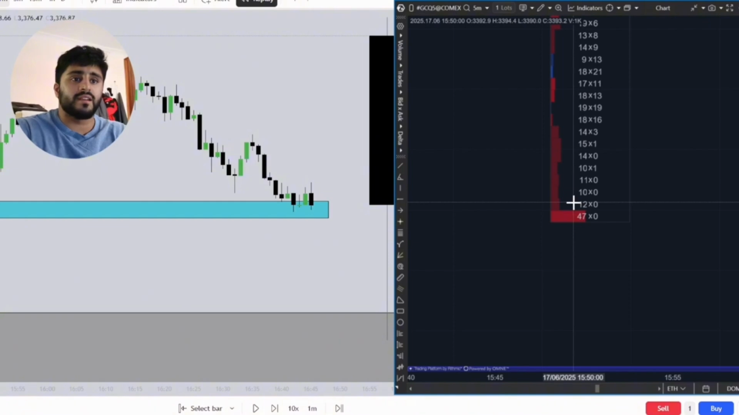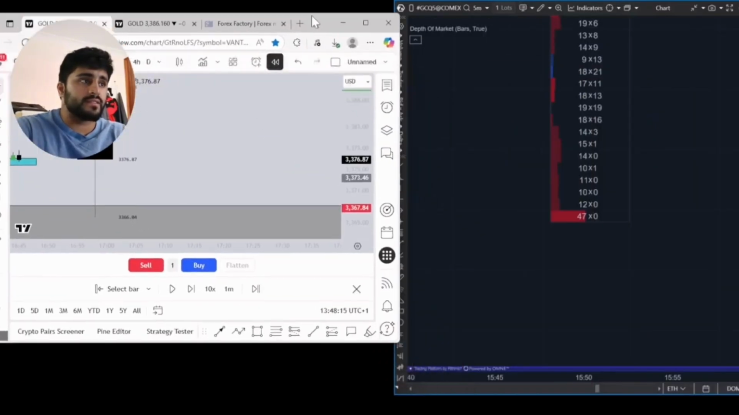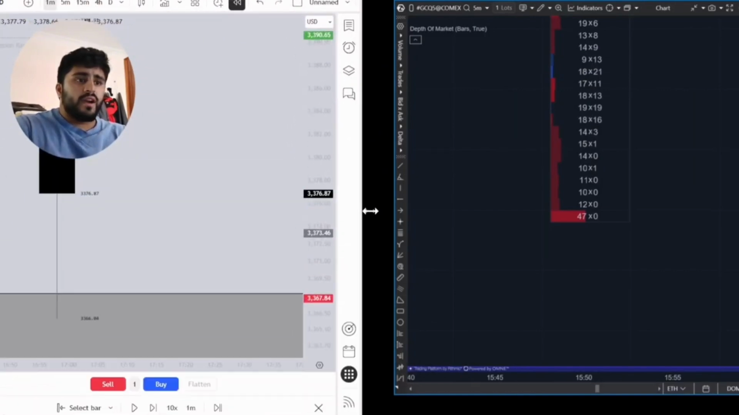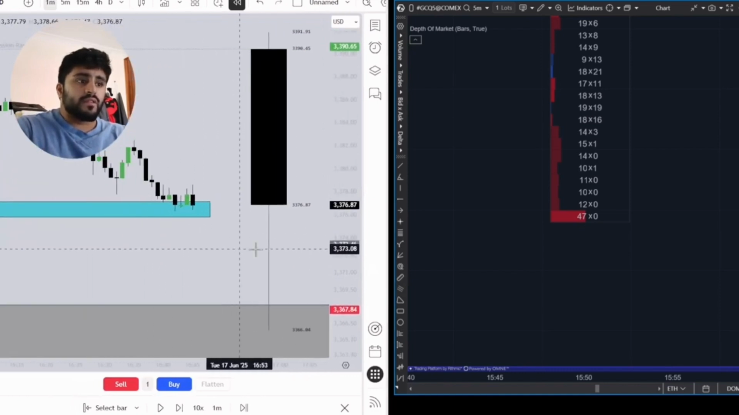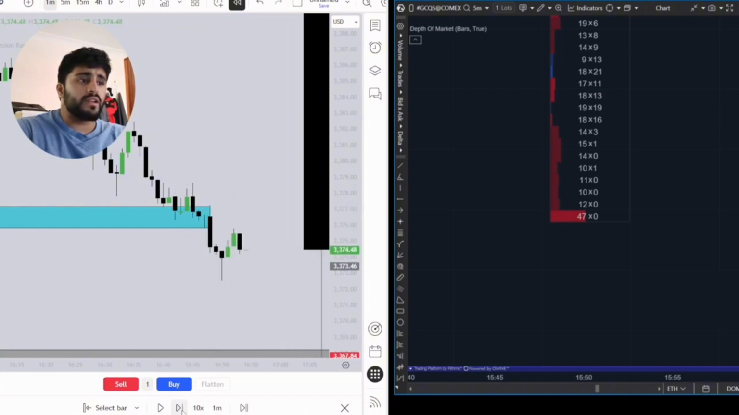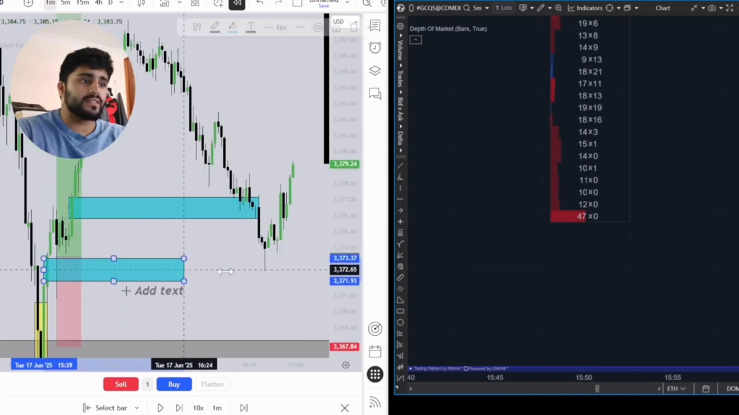Look at this 47 for 0, right? 47 for 0. And so if I just bring these next to each other, let's break this down again. Right at the bottom, we see 47 for 0. So what does this tell you about this particular fair value gap? If we break above this fair value gap, like we have eventually over here, price comes in and taps into this key level again.